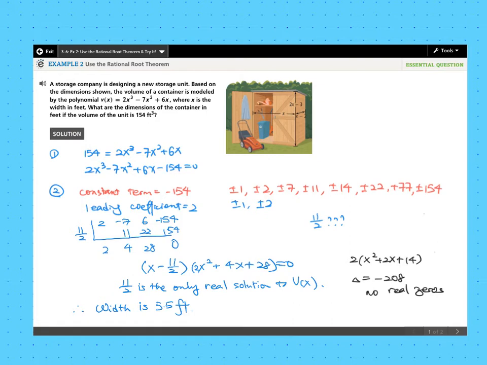And the length is x minus 2. 11 over 2 minus 2 is 3.5 feet. And height is 2x minus 3, which is 8 feet tall. That's the conclusion there. Okay, so if you want to box that, that's your final answer. That's it.